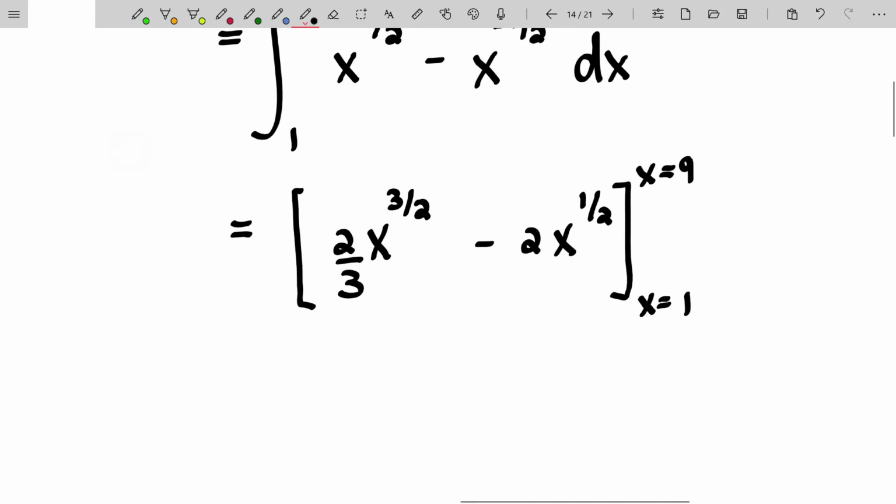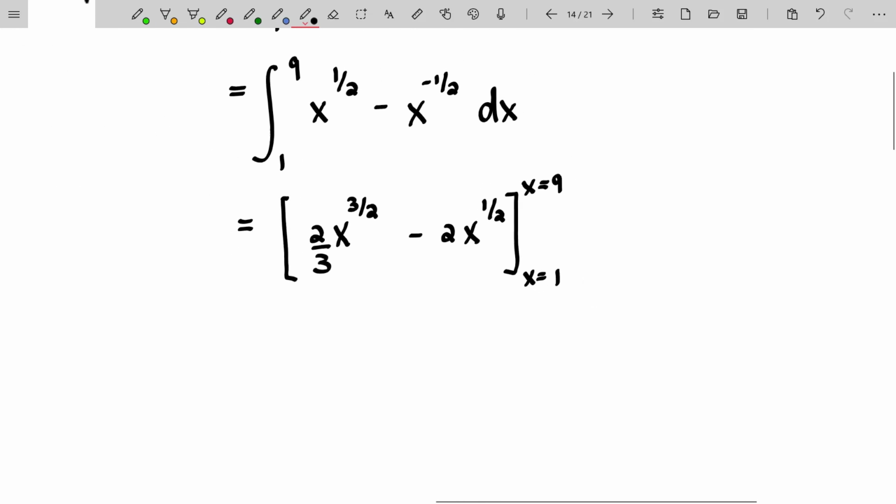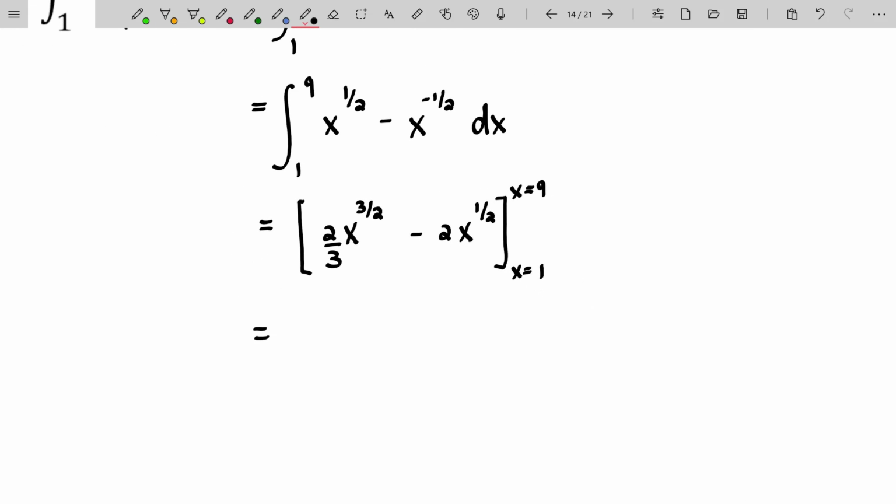So let's go ahead and do this. I'll plug in the 9 first, obviously, because that's what you have to do. We have 2/3 times 9 to the 3/2 minus 2 times 9 to the 1/2. And then we're going to start a parenthesis. Notice how I said that. Start a parenthesis. You want to start a parenthesis because if you don't, you're going to have a sign mistake there. And that's one of the most common mistakes in calculus. So group things when you're subtracting.